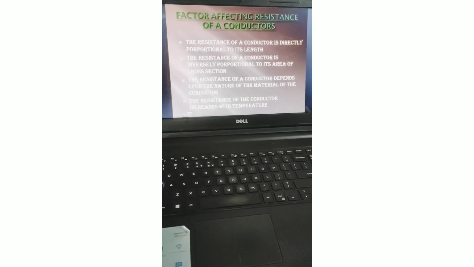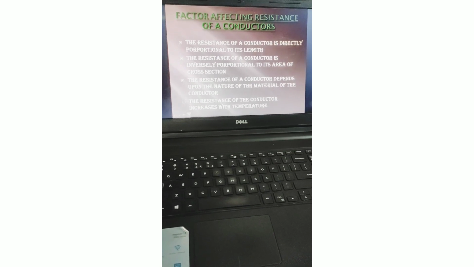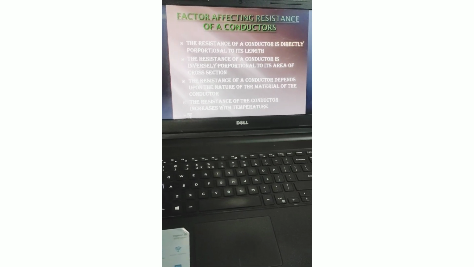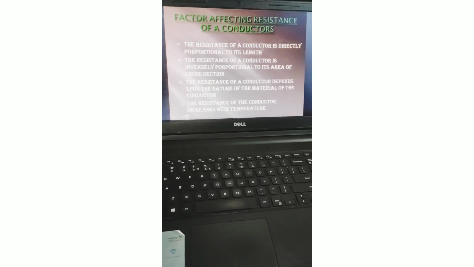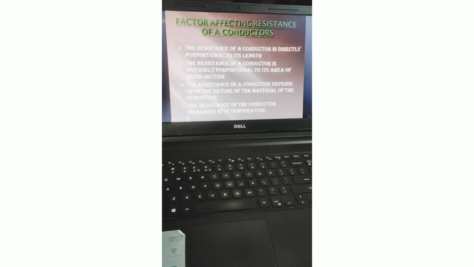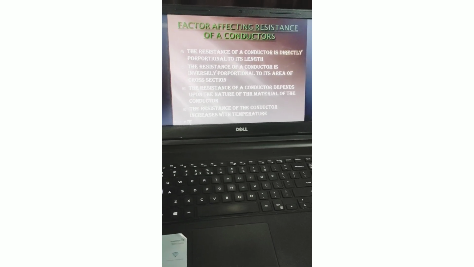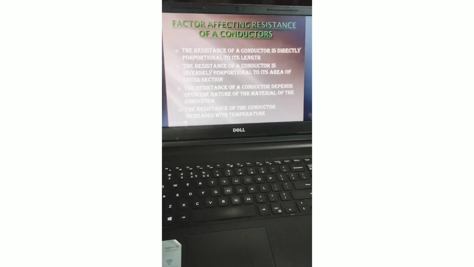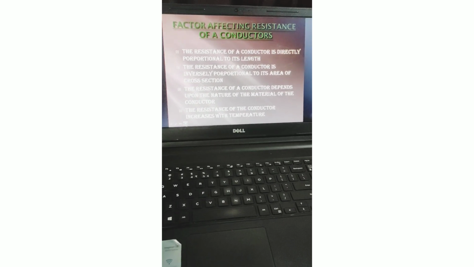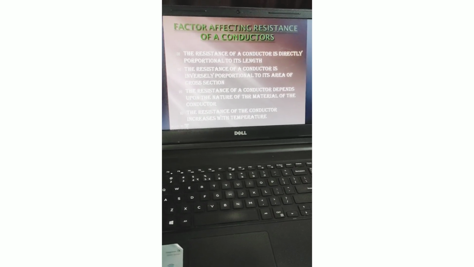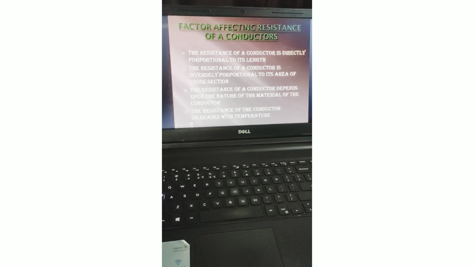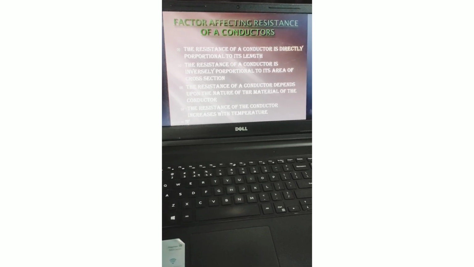Then next, the resistance of a conductor depends upon the nature of the material of the conductor. That means it depends upon the resistivity. Some conductors have high resistivity, some conductors have less resistivity. So according to the conductor, it will give us the resistance. Then the last one: the resistance of a conductor increases with temperature.